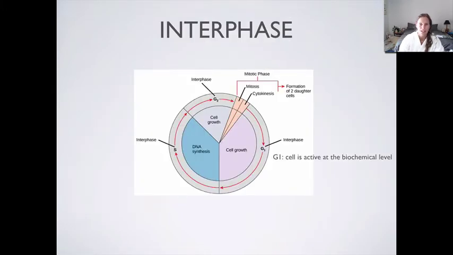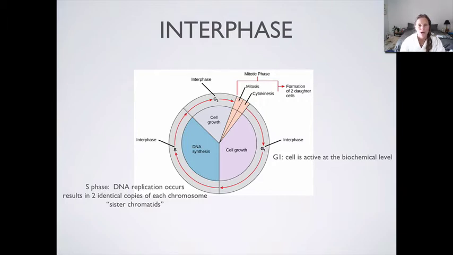So again, interphase. During G1, the cell's active at its biochemical level. It's doing whatever it does biochemically. Some cells make proteins, some cells make enzymes, some cells do all kinds of stuff. It's doing it during G1. Then, the important thing to remember is that in the S phase, as in Sam, this is where DNA replication occurs. Remember, we're starting with one cell and we're ending with 2 cells if it's a dividing cell.